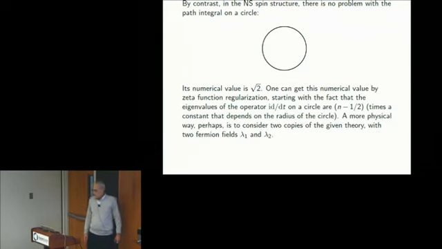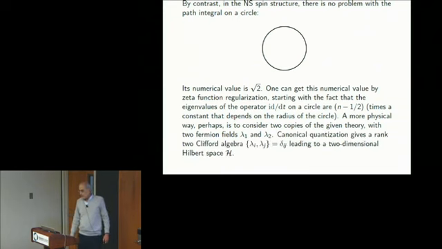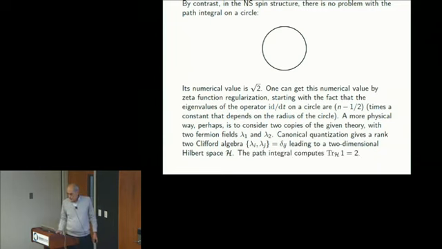Another way you can do it, more physical perhaps, is to consider two copies of the given theory with two fermion fields, lambda 1 and lambda 2. Thereby, we calculate the square of this path integral. With two copies, there's no anomaly, and moreover, canonical quantization gives a rank 2 Clifford algebra, which leads to a two-dimensional Hilbert space H. The path integral in the Neveu-Schwarz sector calculates the dimension of the Hilbert space, which is 2. So the square of our path integral was 2, so the path integral was the square root of 2. And that's a number that will be important later, to compare with Sen, who got the same answer in a different way.